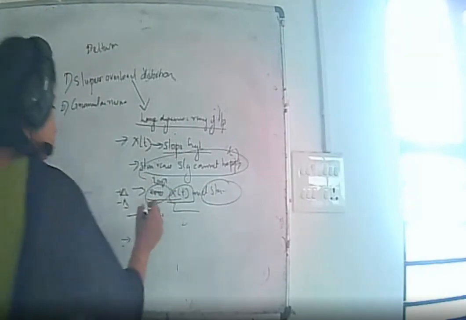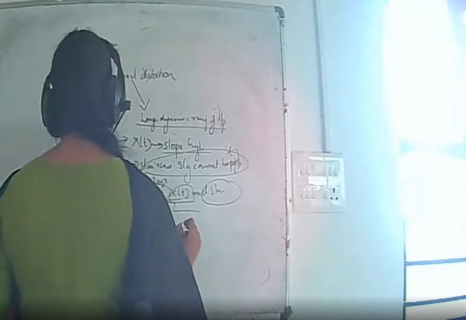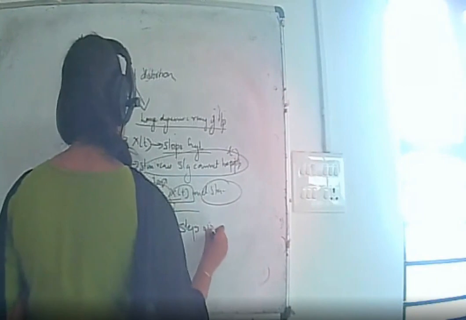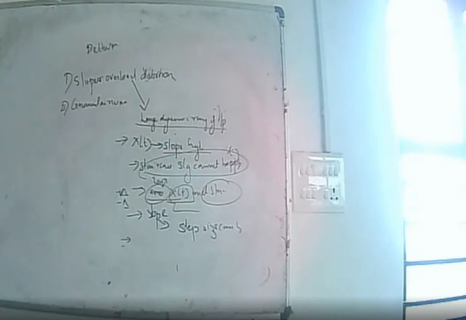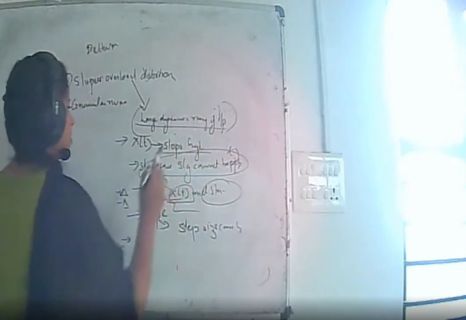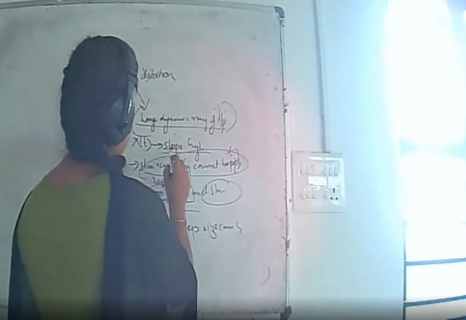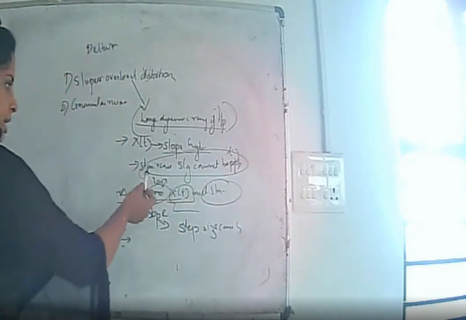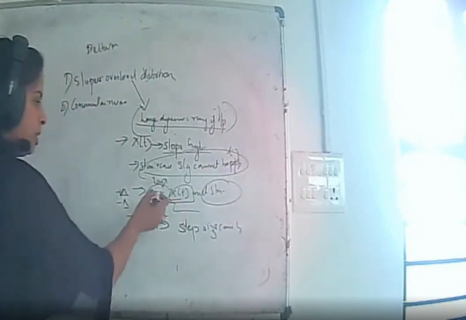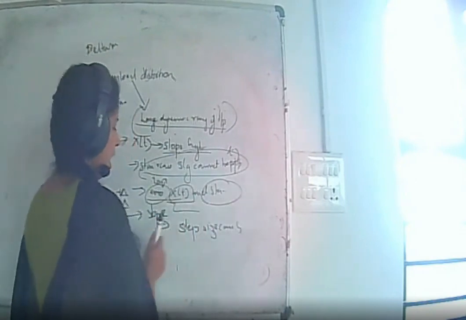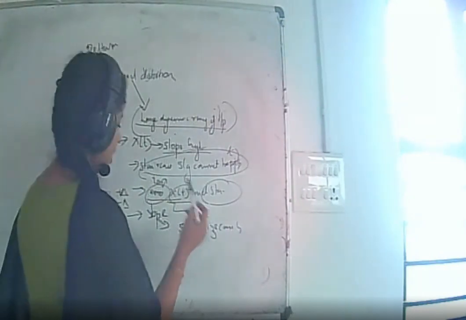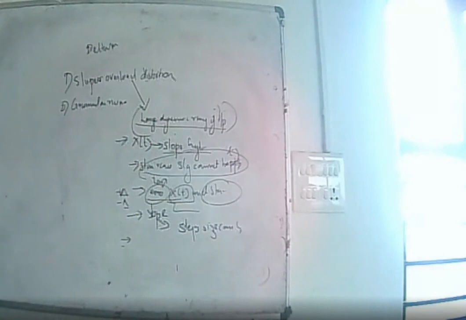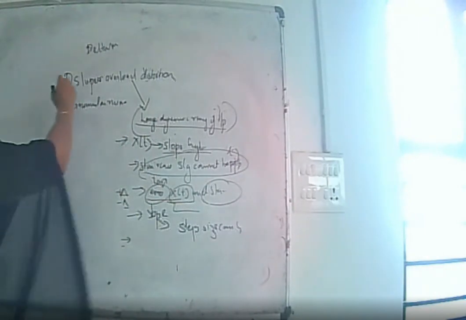To avoid this slope overload distortion, what we can do is increase the step size. If we increase the step size, we can avoid slope overload distortion. This distortion is due to the large difference in the range of input. That is, when the slope of x of t is very high, the staircase signal cannot be approximated, and there will be a large error between x of t and the staircase output, so this leads to slope overload distortion, which can be avoided by increasing the step size.